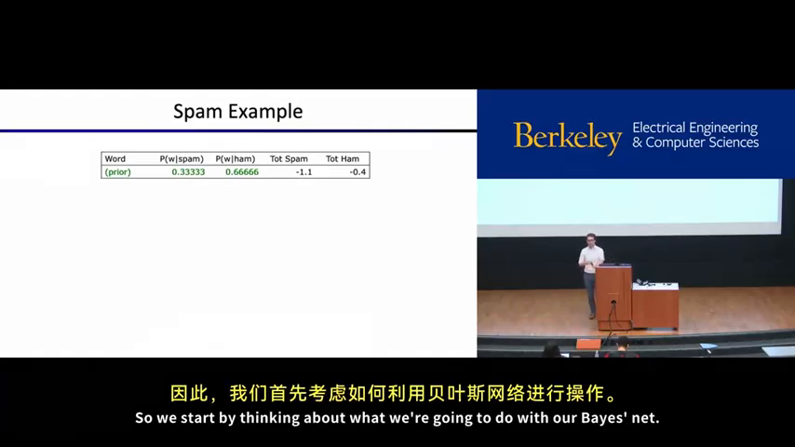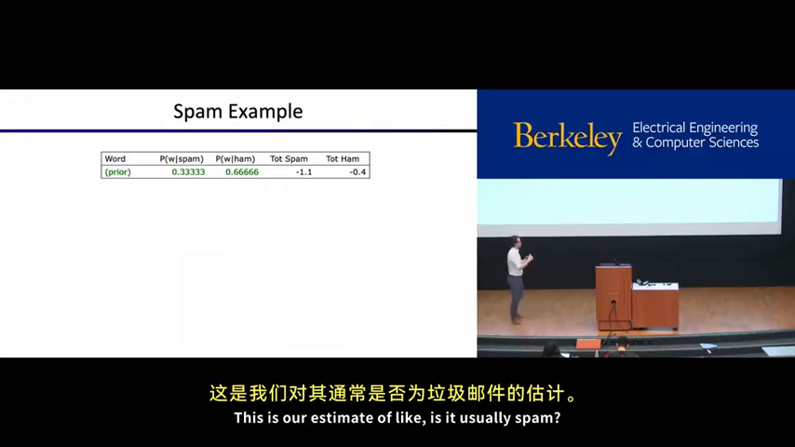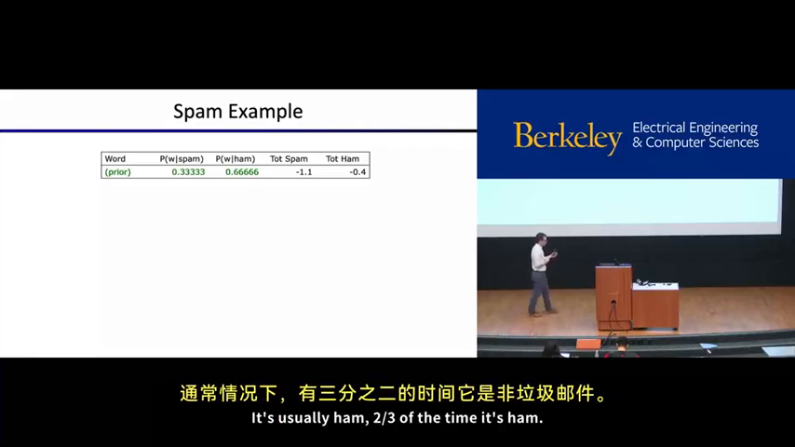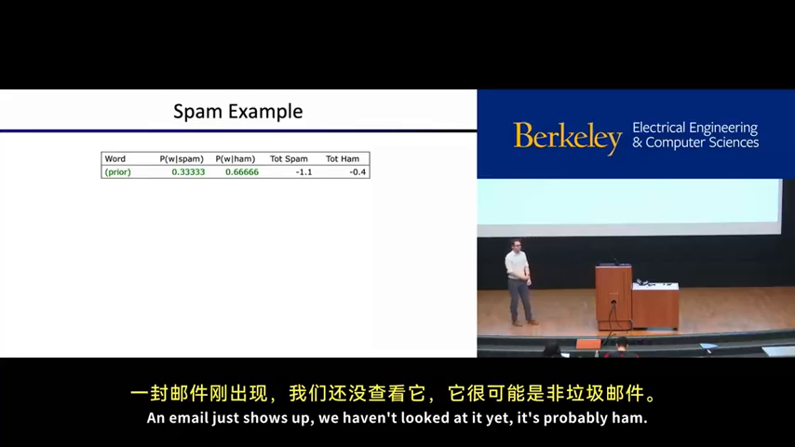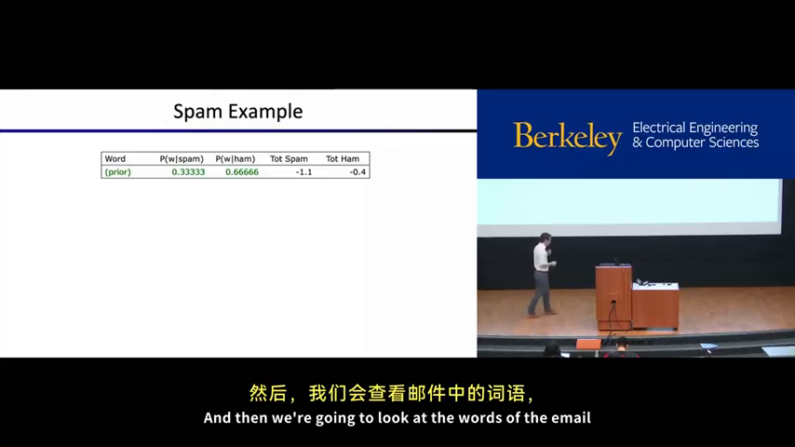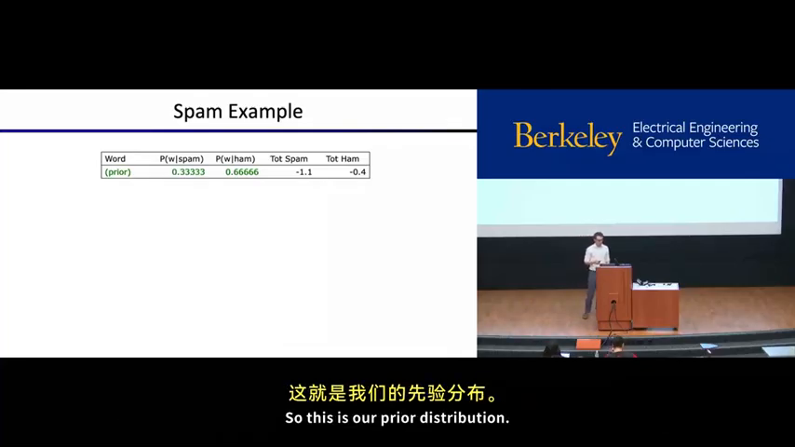So we start by thinking about what our BayesNet is going to compute. It's going to compute the probability of Y, the prior, the label. This is our estimate of whether it's usually spam or usually ham. It's usually ham, about 2/3 of the time. So we're going to start by assuming it's probably ham. An email just shows up. We haven't looked at it yet. It's probably ham. Then we're going to look at the words of the email and update our probability distribution over spam versus ham as we go.